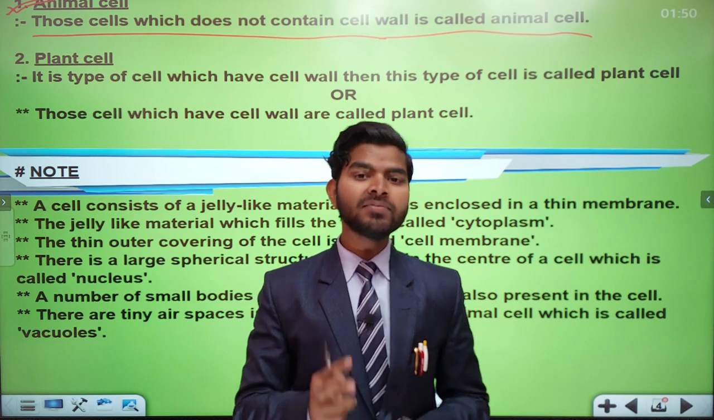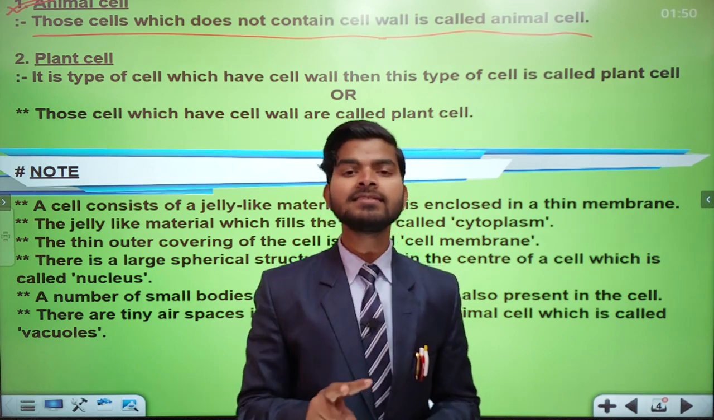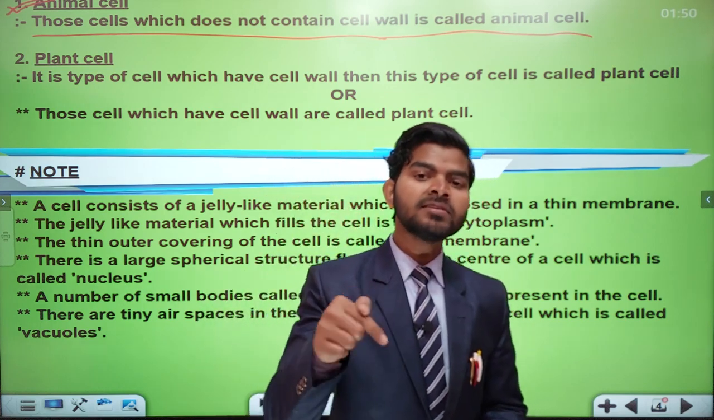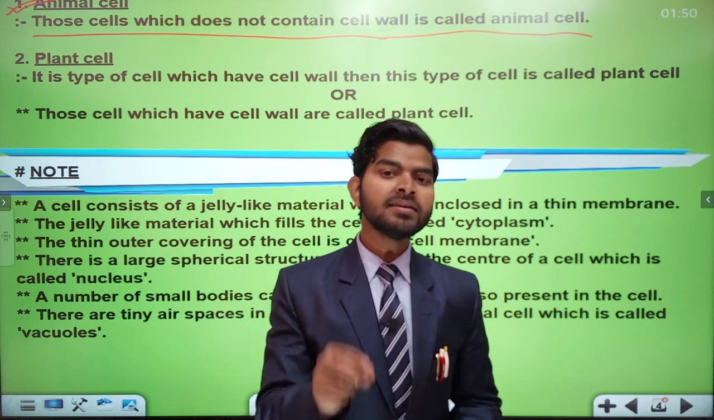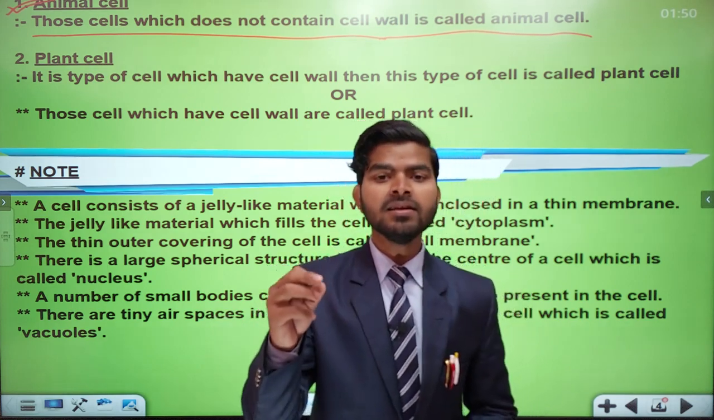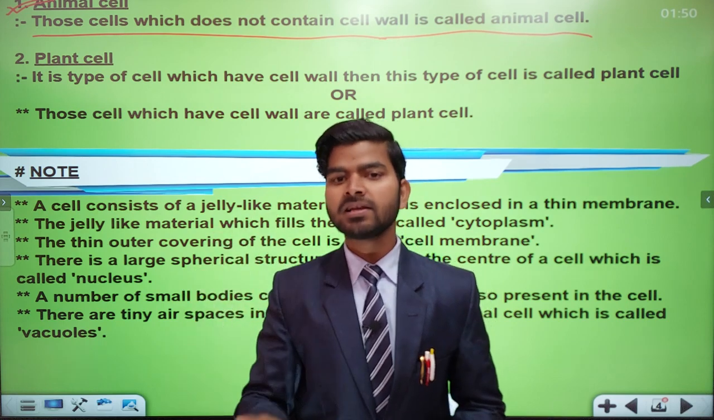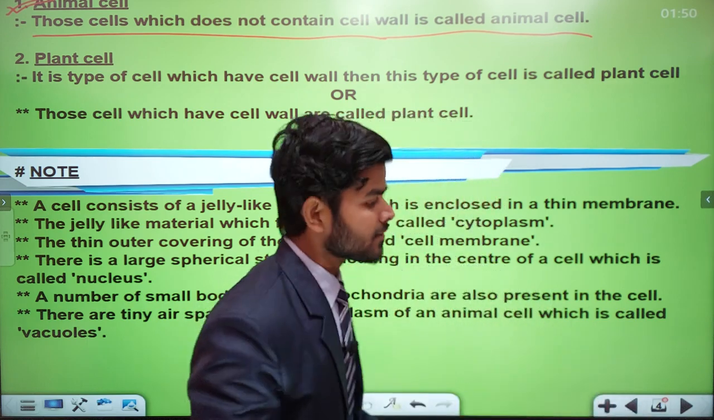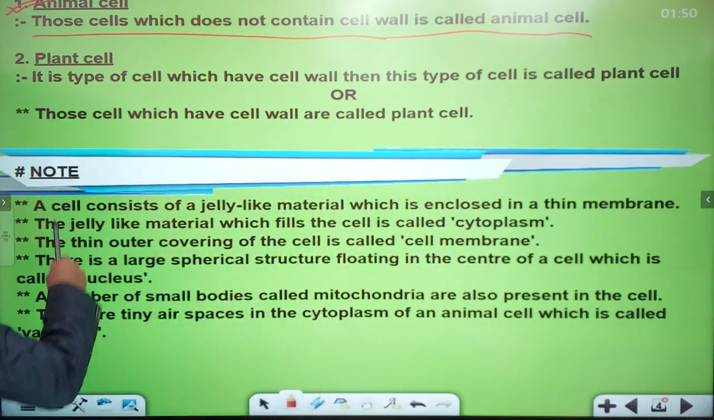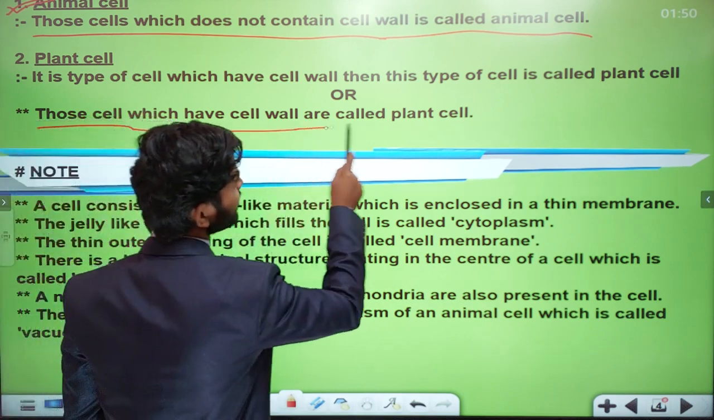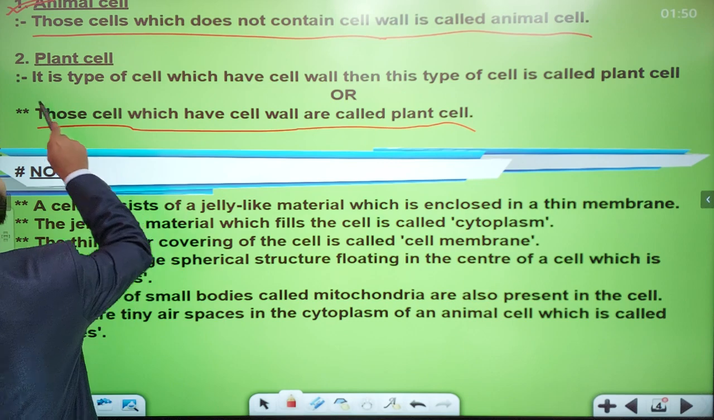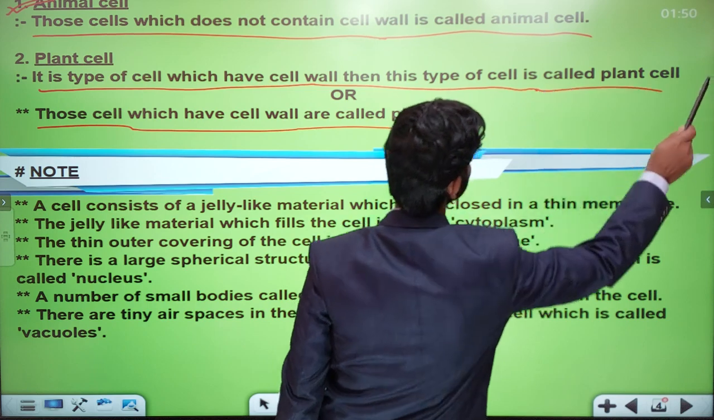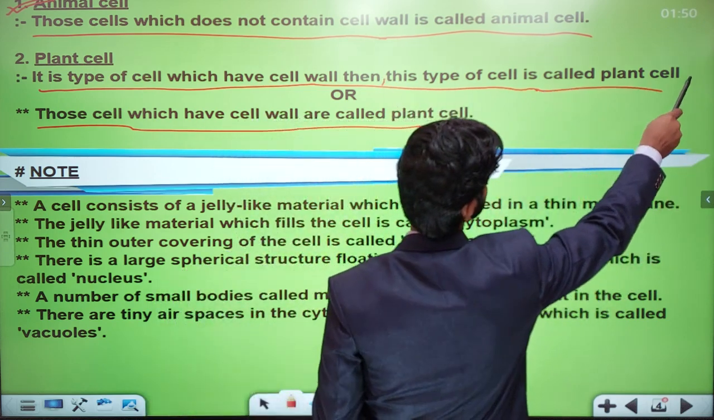The basic and main difference between animal cell and plant cell is the cell wall. If a cell has a cell wall, then that cell is a plant cell. And if the cell does not have a cell wall, then that cell is an animal cell. I hope you have learned what a plant cell and an animal cell are. Those cells which have a cell wall are called plant cells.